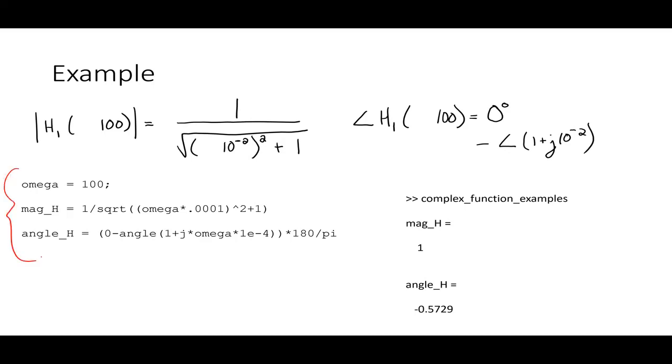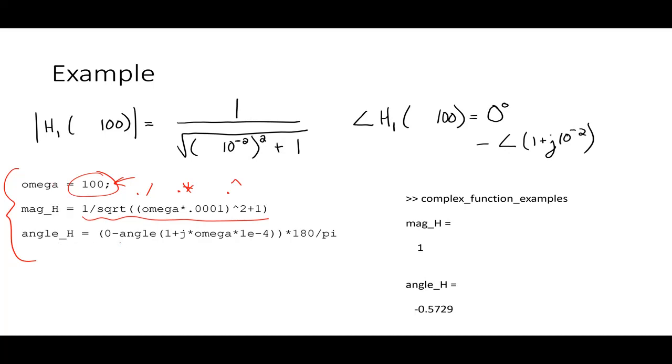I let omega equal 100, so I just have a pure number for omega. What's the magnitude of h? In this case, I just use this expression right here. Notice I don't have any dot multiplies, dot powers, or dot divides. The reason is that omega is a single number. I'm operating only on numbers, not on arrays or vectors, so I don't need those element-wise operations.